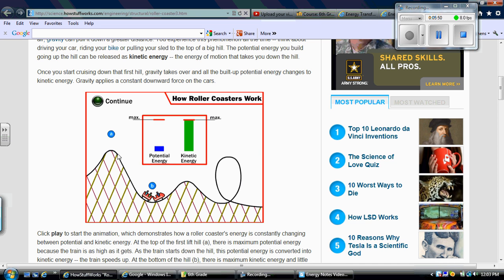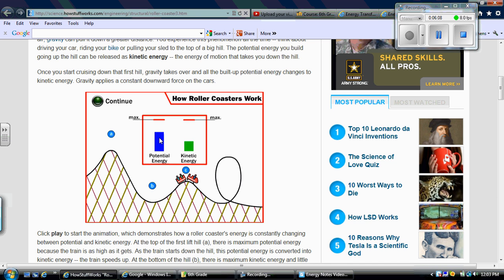As the roller coaster goes down, potential energy decreases and kinetic energy goes up until kinetic energy is at its maximum at the bottom, the lowest point. Then you're going to have the maximum kinetic energy because that's where the roller coaster is going the fastest.